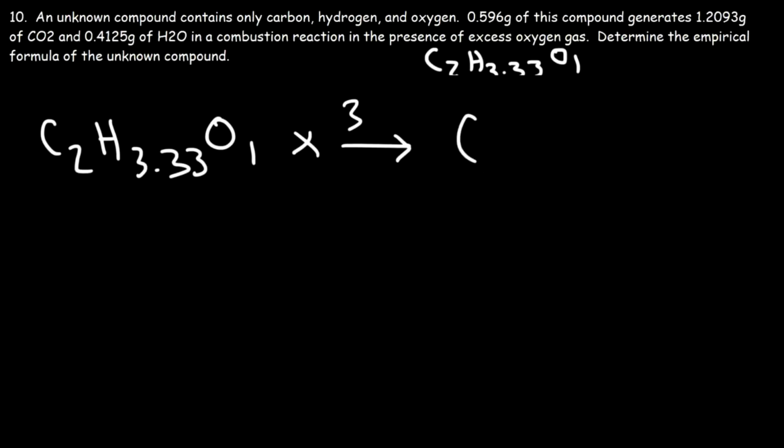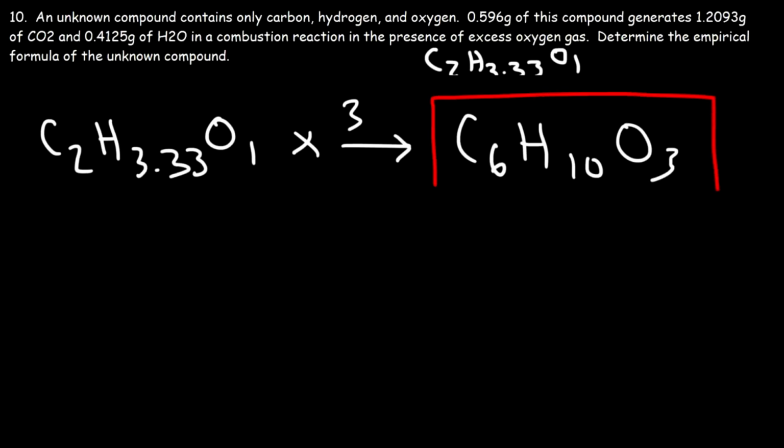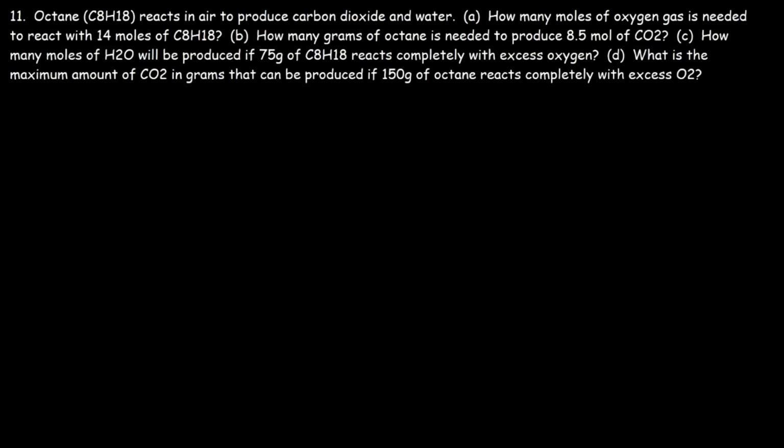So 2 times 3 is 6. 3.33 times 3 is basically 9.99, which can be rounded to 10, and 1 times 3 is 3. So the empirical formula is going to be C6H10O3. And so that's how you could find the empirical formula using combustion analysis.